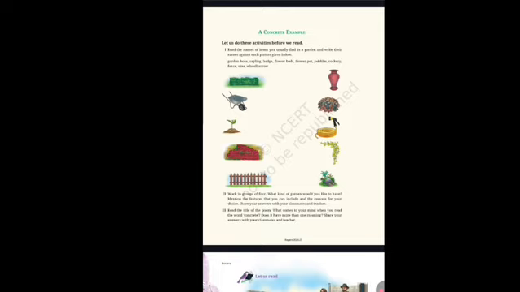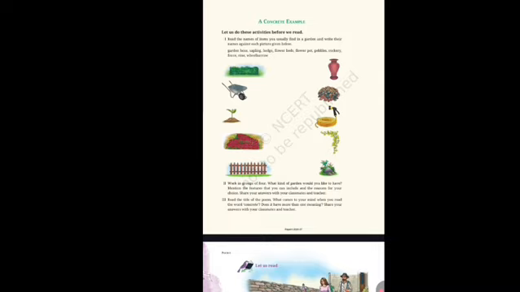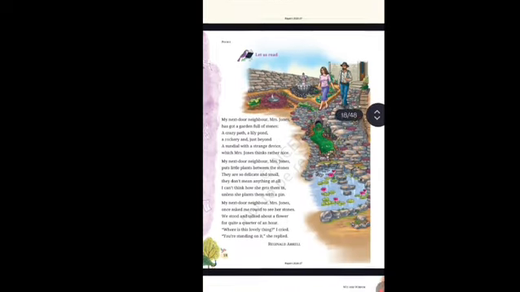So what is the chapter's name? A Concrete Example. What does it mean? A means one. Concrete means a thing which is made up of stones and sand and cement. And an example means a type of thing that is similar to this. The chapter's name tells us that the concrete example is about an example type of a concrete. We will read this in this chapter. So let us read this chapter.